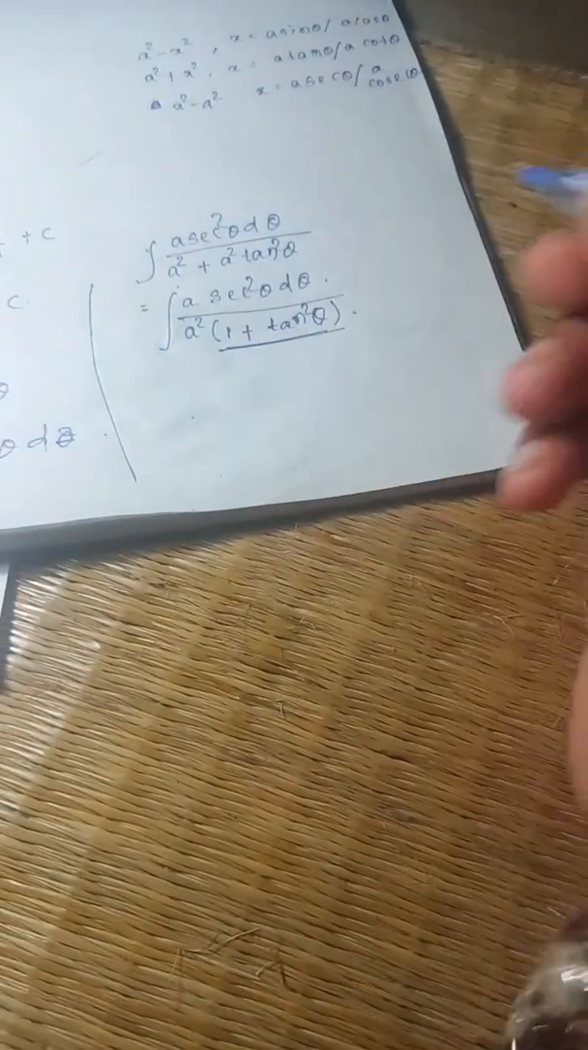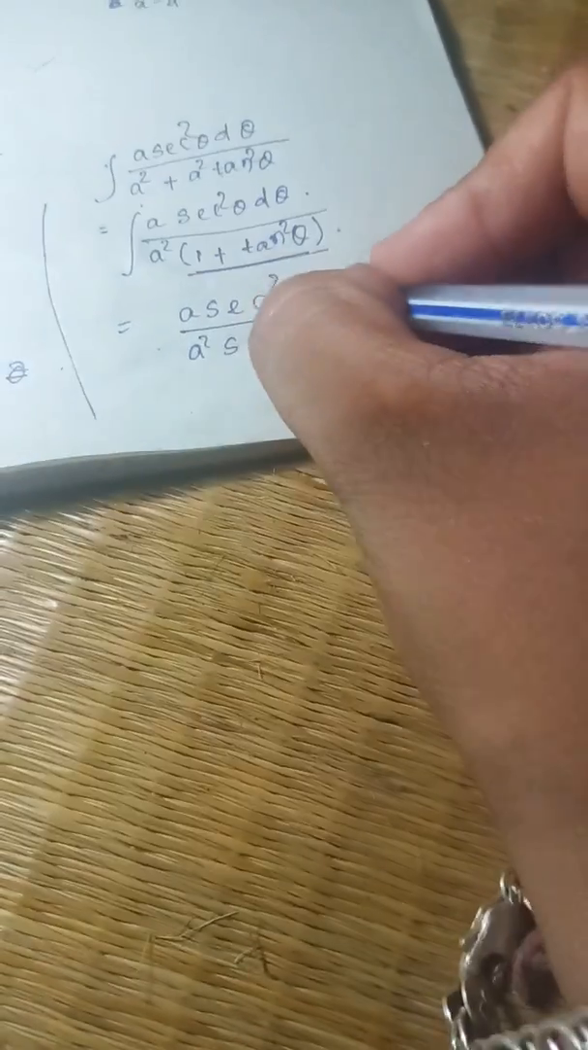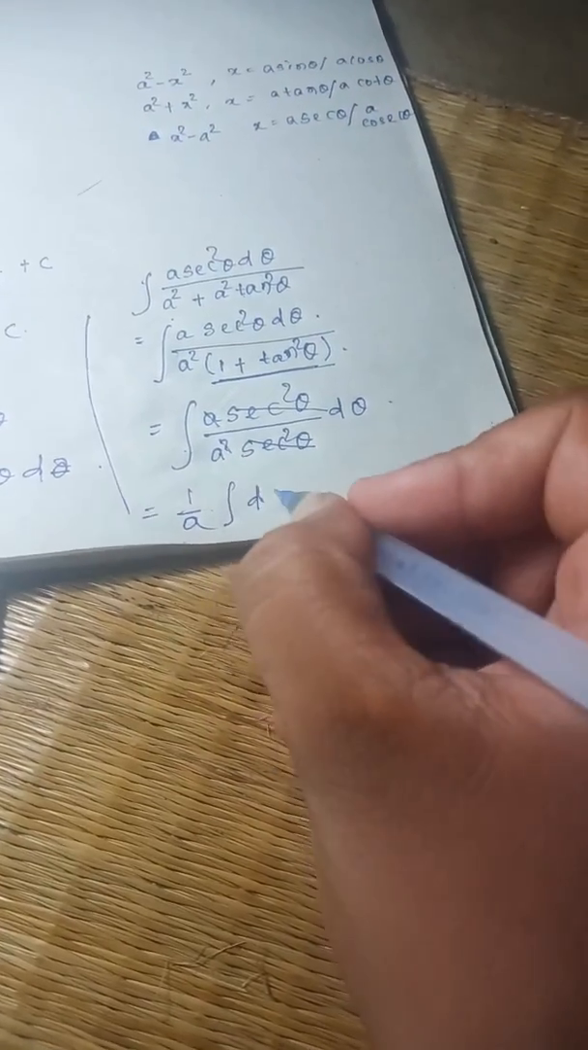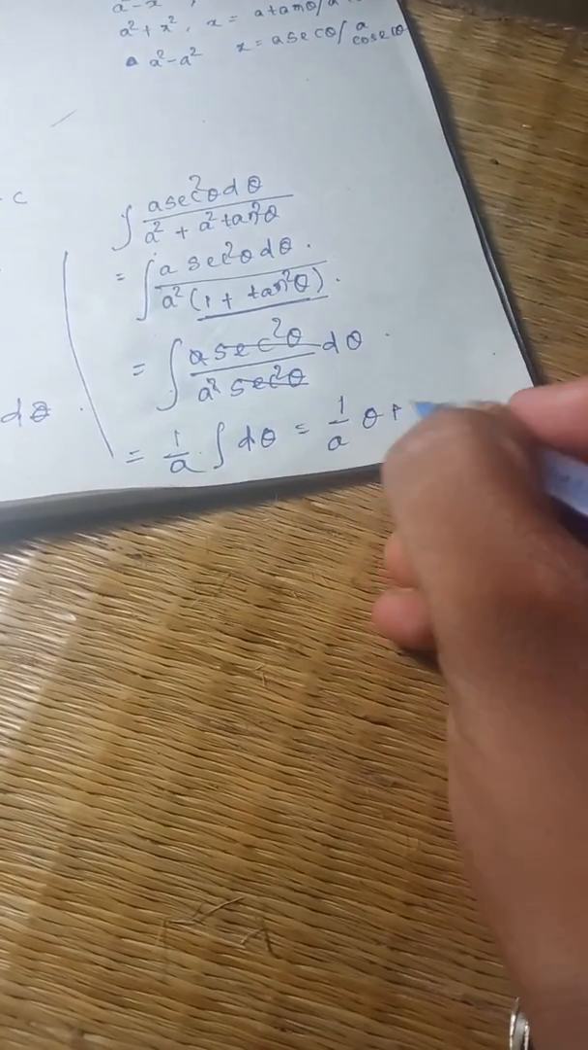We know that 1 plus tan square theta is sec square theta. Then it will be a sec square theta divided by a square sec square theta d theta. Here a and one a are getting cancelled, and sec square theta and sec square theta are getting cancelled. Here in the denominator part we have one a. I can take 1 by a to the outside. So right now in the question I have only d theta integration, and we know the integration of d theta will be theta plus c.